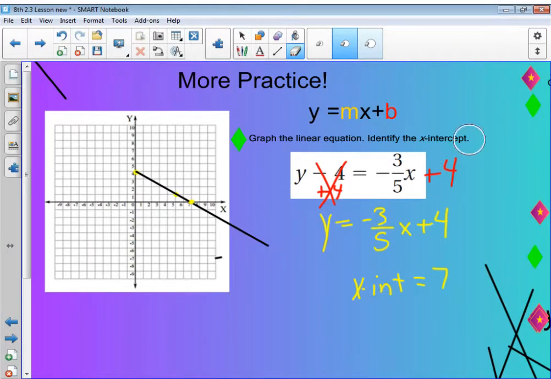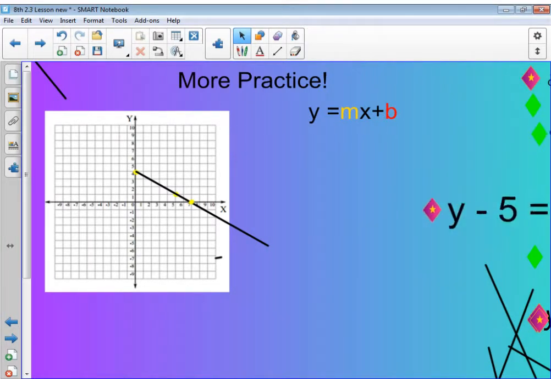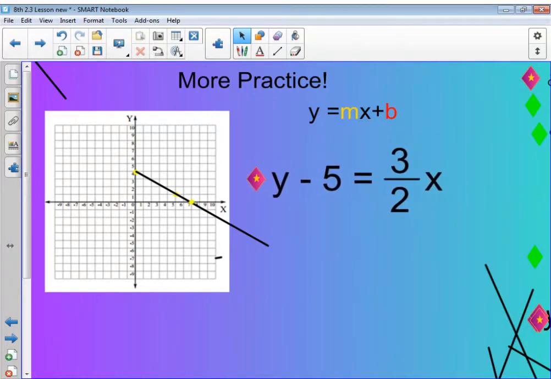All right, so let's try one of those independently. You guys are going to go ahead and pause your video and work your way through this one. You're going to have to solve for y first of all. And then once you solve it, graph and tell me what your x-intercept is. So find the x-intercept. Go ahead and pause your video, work your way through the graph, and then identify where it crosses the x line.